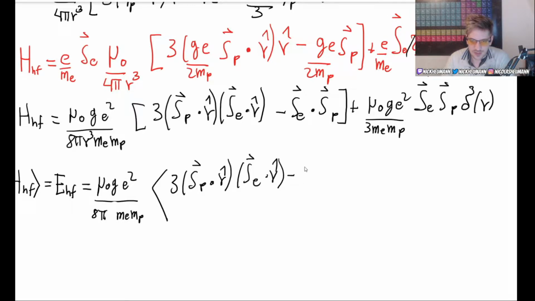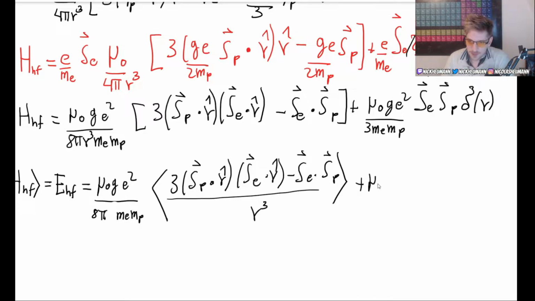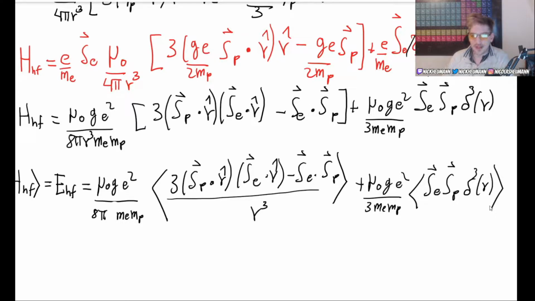Nothing's really changing, so I'm just writing it down again. I just want to make sure we go step by step. r³ plus μ₀ g_e², and the expectation value of S_e · S_p over r³. Okay, so we need to find these two expectation values.